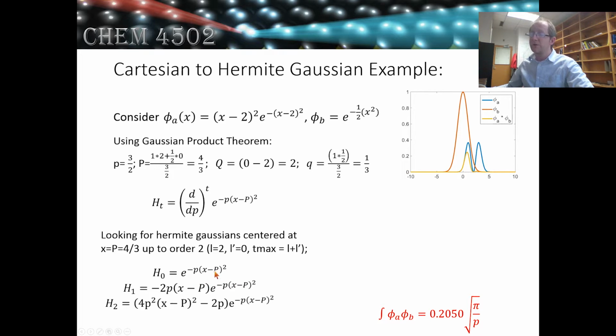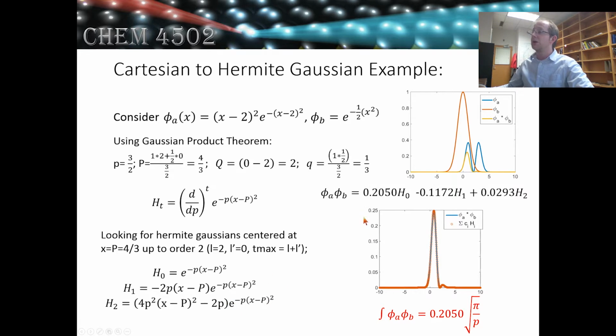We take our second derivative, and we get the following polynomial times the same Gaussian. And now we need to know the coefficient. So we're going to run this through the program, our algorithm, and we get that phi a times phi b can be expressed as the following linear combination of Hermite Gaussians.